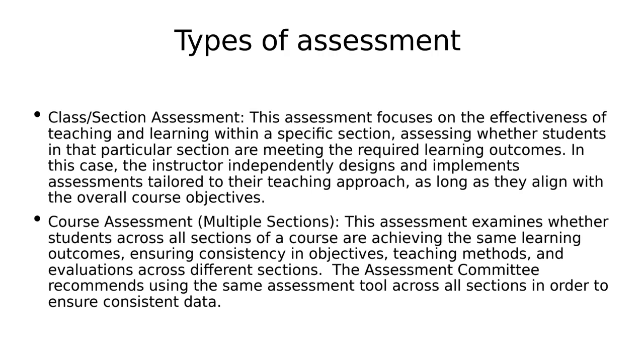Now, a course assessment occurs in multiple sections. So this assessment examines whether students across all sections of a course are achieving the same learning outcomes. And this ensures consistency in the objectives. So General Chemistry 1, for example, Chem 140, we offer anywhere between 6 to 8 sections a semester. So all of those sections would be running the same assessments.